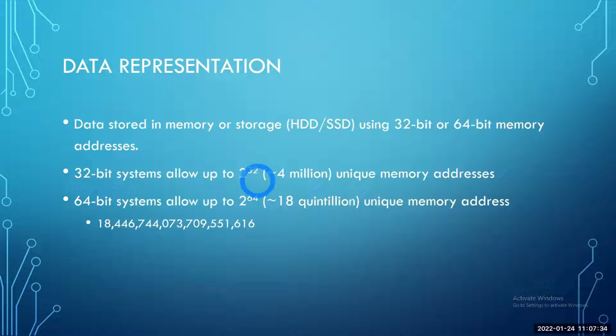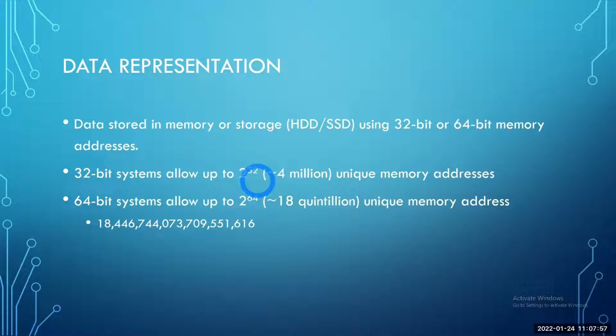So I kind of just talked about this. Again, in memory and storage, we always talk about megabytes. A 32-bit system has 2 to the 32 unique memory addresses. That's what makes it a 32-bit system, which is roughly 4 million addresses, meaning there are 4 million placements in memory that you can store data.